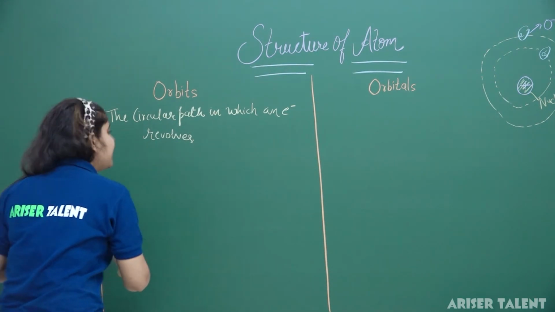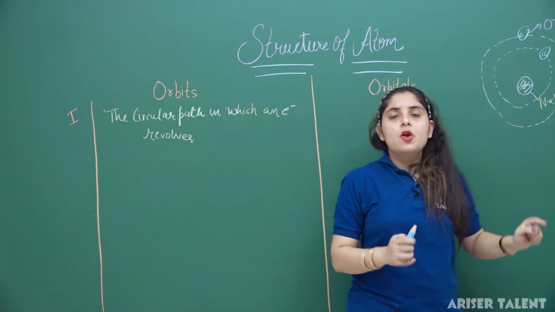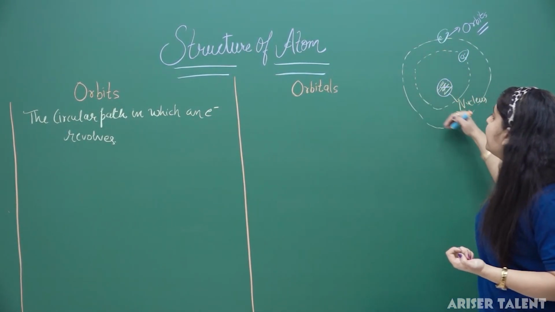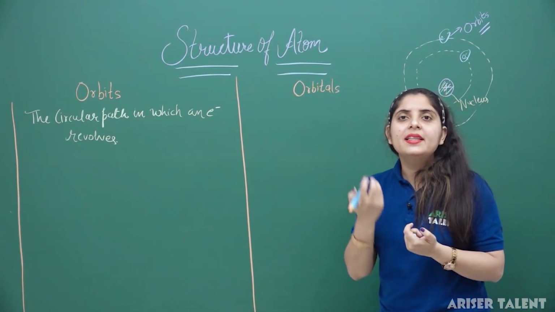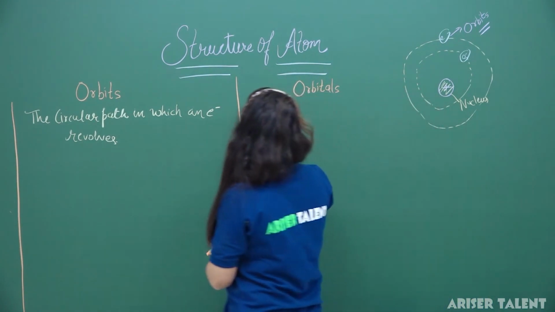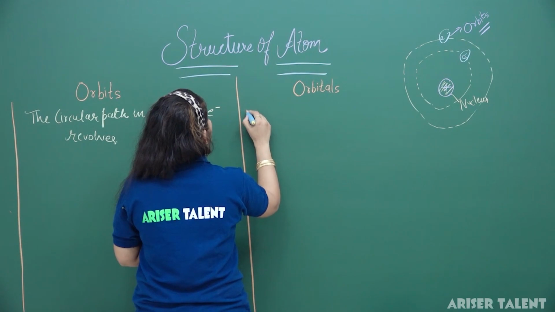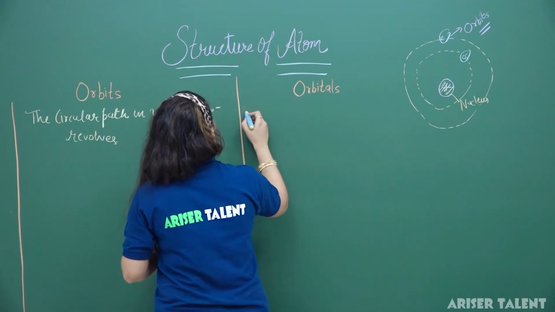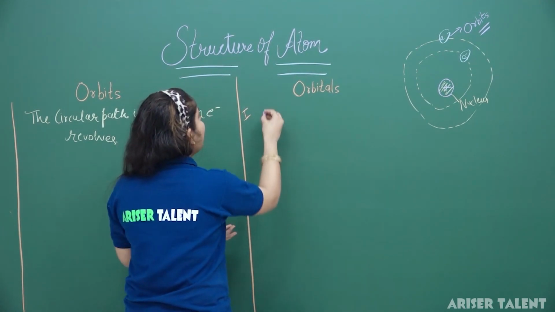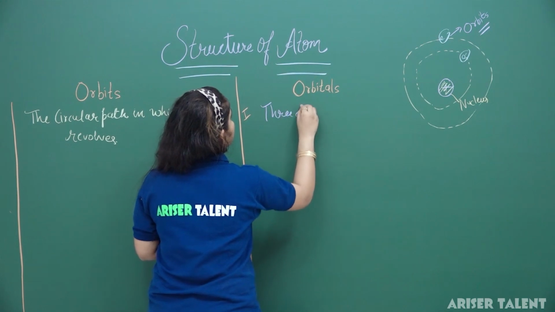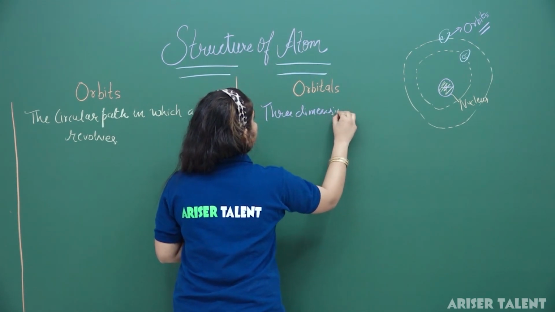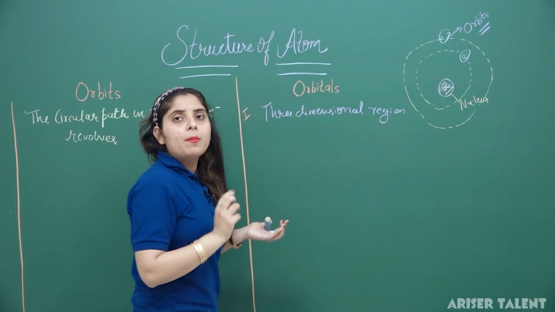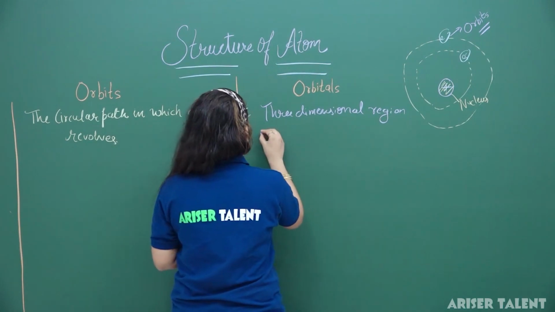Now we will discuss what actually the orbitals are. An orbital is a region in the atom where the probability of finding the electron is maximum. So what is an orbital? An orbital is a three-dimensional region in which the probability of finding the electron is maximum.